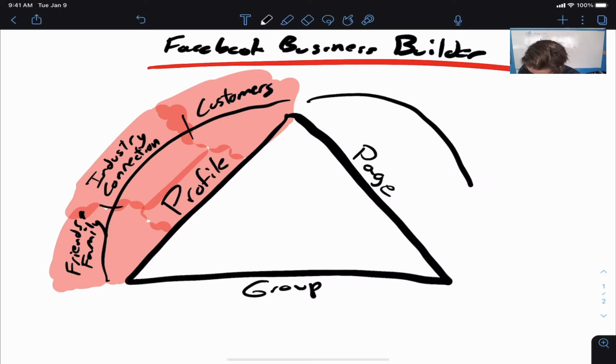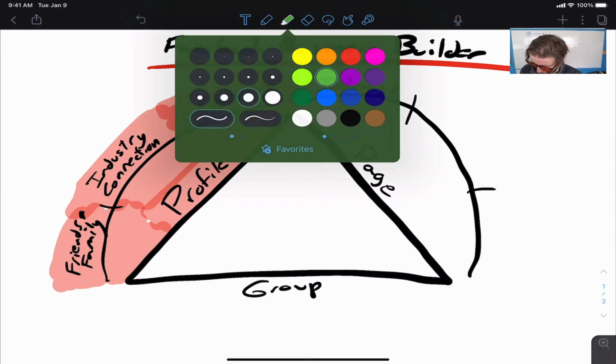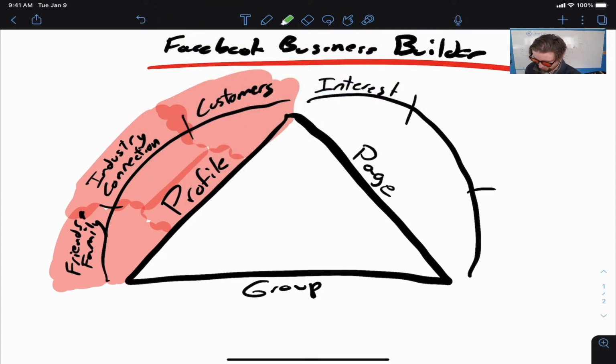But let's move on to the business page. Why is this important? One important aspect is to capture interest. So if somebody hears about your brand and they do a search, you need to be able to be found, and also for people to show interest in you, to basically smash that like button. Like, hey, this is interesting to me.